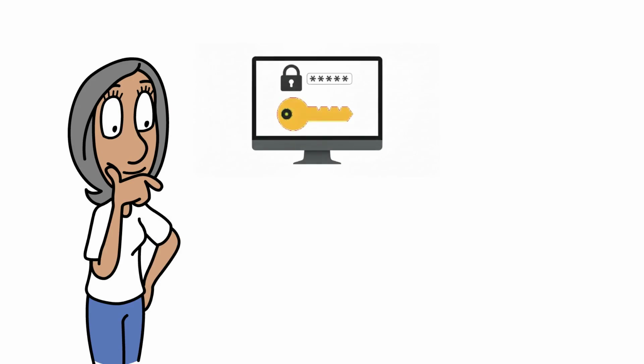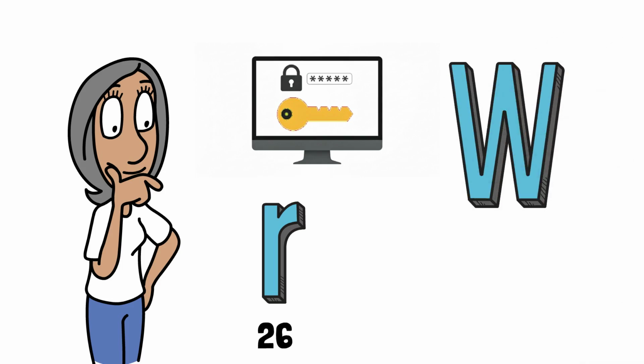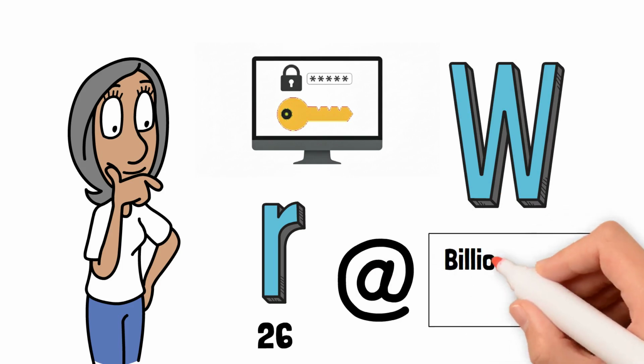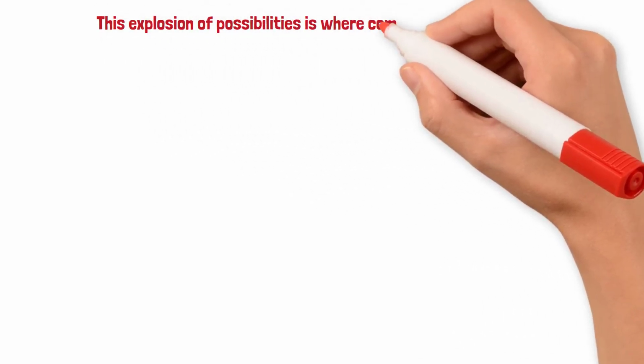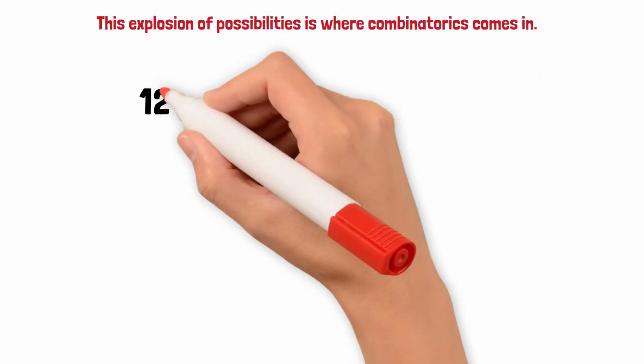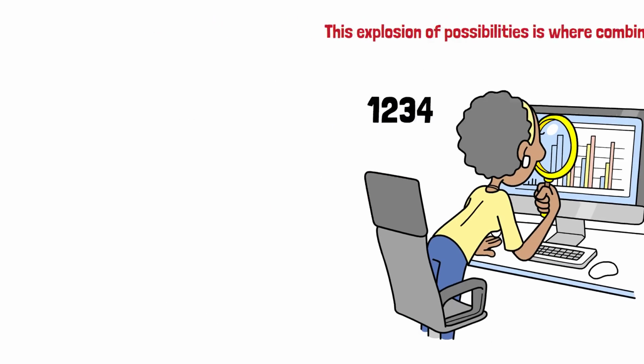Imagine you're designing a password system. If you allow just lowercase letters, you already have 26 options per character. Add uppercase, numbers, and symbols, and suddenly the possible combinations skyrocket into billions or even trillions. This explosion of possibilities is where combinatorics comes in. It's the mathematics that helps us count, analyze, and navigate these vast spaces of choices.